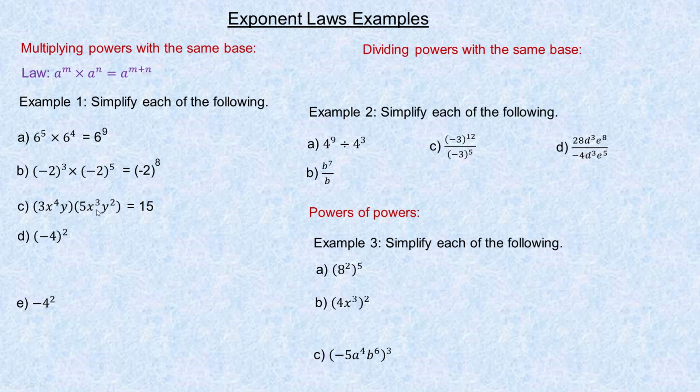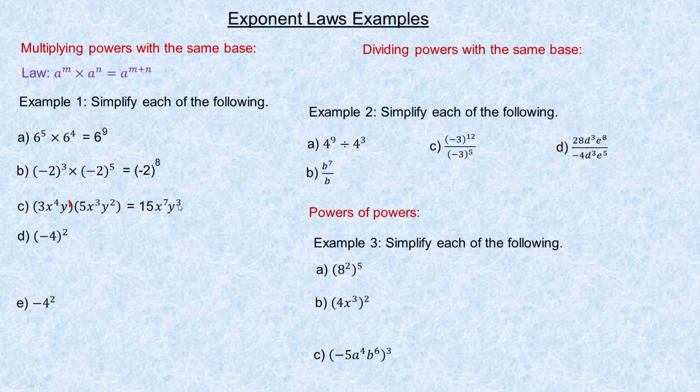So x to the 4th times x to the 3rd, common base is x. So we add the exponents 4 and 3 to get 7. Now when we're multiplying the y squared and the y, over here we don't see an exponent, but it's automatically a 1. So we add 1 and 2, and that's 3, so that would be y cubed.